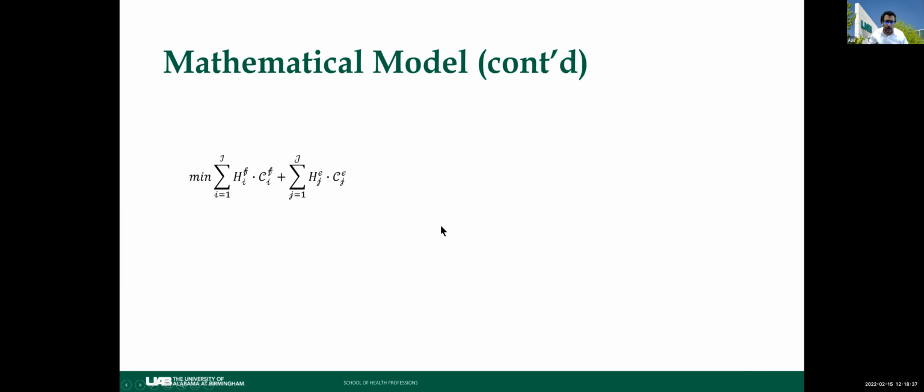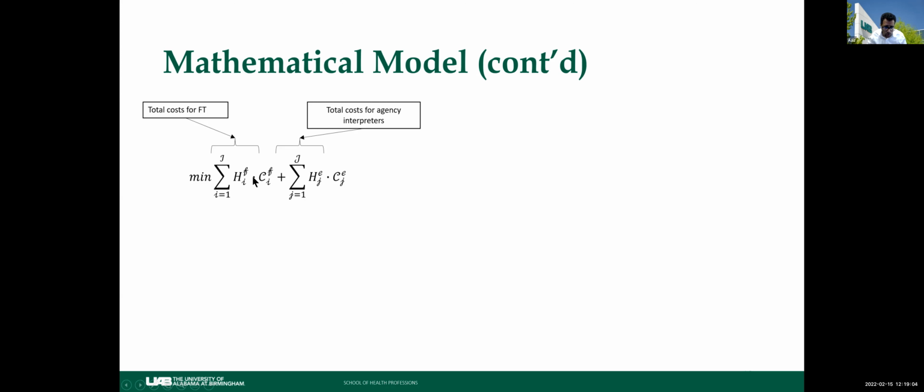So this is the mathematical model. I forgot to mention, part of the prescriptive analytics is to convert any system to a set of mathematical equations that represent the system. So here we're trying to represent this interpreting department, or interpreting service, in a set of equations so we can optimize the system. So this is the objective function.